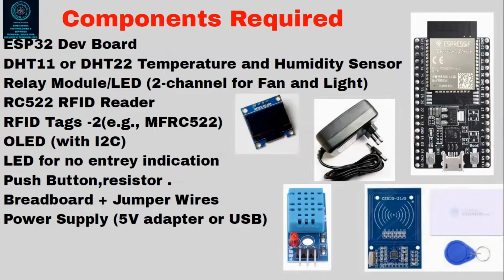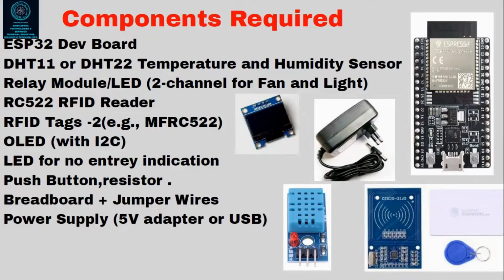Okay, what are the components used for this project? So we have used ESP32, of course, it's a development board. DHT11, at the same time you can see the picture also on the right hand side. Relay modules, or in my case, I have used an LED instead of a relay. I have used an LED for indication purpose. Then we have used an RC522 RFID module, that is 13.56 megahertz frequency, which works on that particular radio frequency, and an OLED display, right?